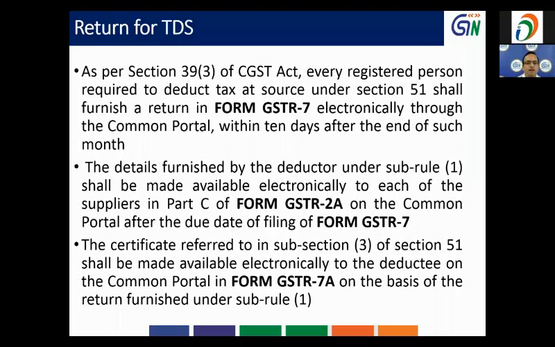Then, as per section 51(3), a certificate is to be issued by the deductor to the deductee stating that this particular amount has been deducted as tax. As per the development of the GST portal, this will be automatically generated, and the certificate will be available to the supplier in the form of GSTR 7A on the basis of the return furnished under sub-rule 1. What is very important is that the deductor should file GSTR 7 so that the information of the tax deducted at source is communicated back to the supplier, and he is able to see the tax deduction certificate in his GSTR 7A.